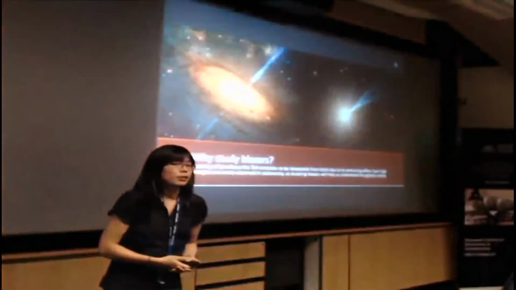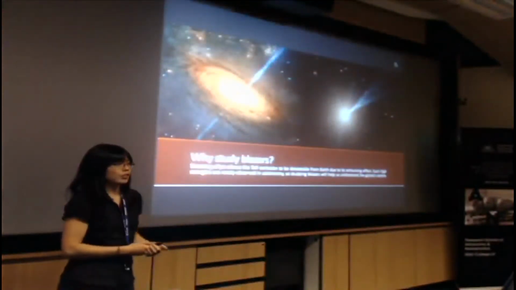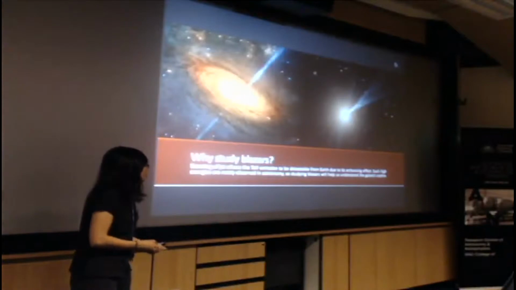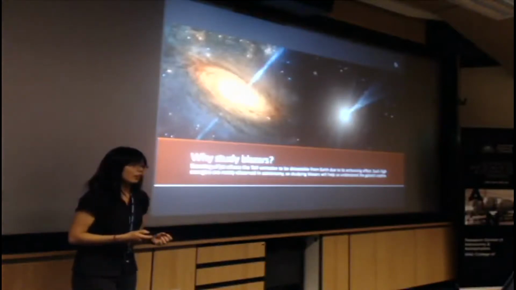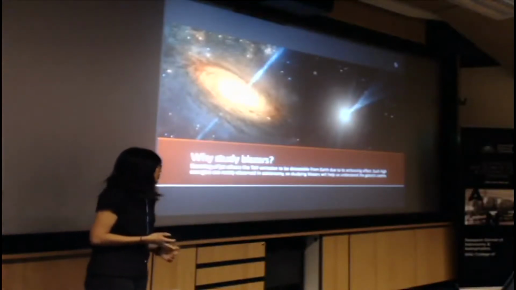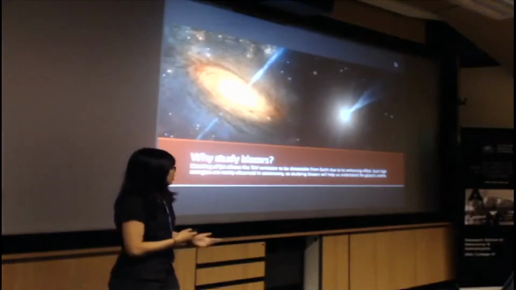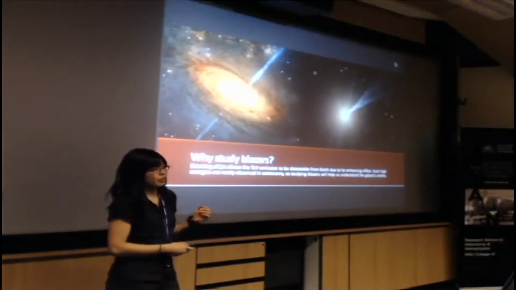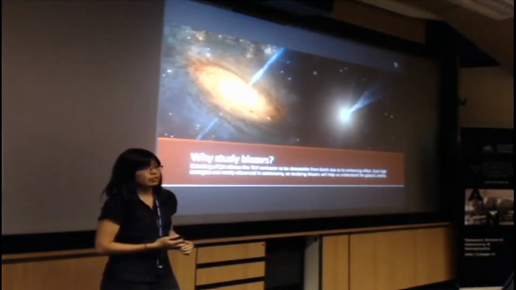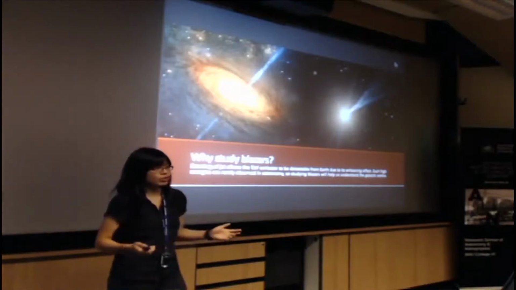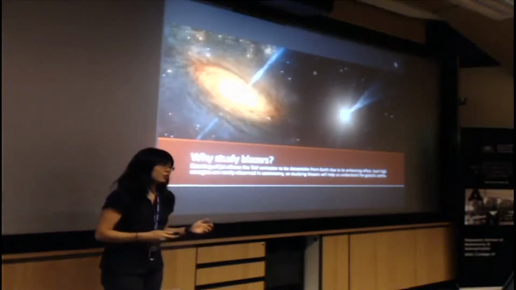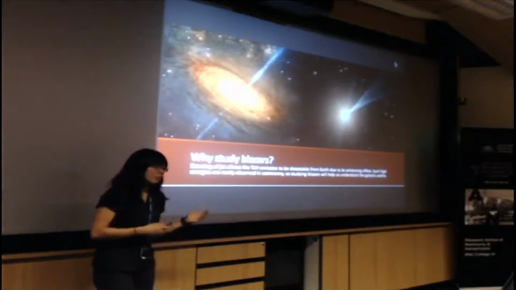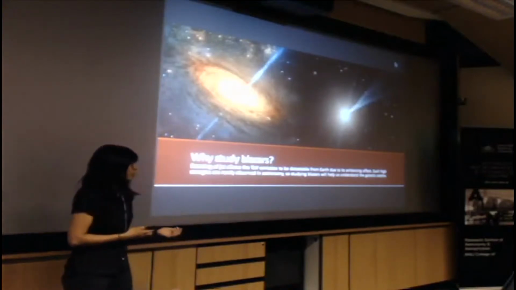So why do we study blazars? Well, blazars are found in AGNs, which means they can help us understand our galactic center and the formation of galaxies. And relativistic beaming also makes high energy data much more accessible, and it gives us a lot more data because it's brighter and more luminous than quasars.